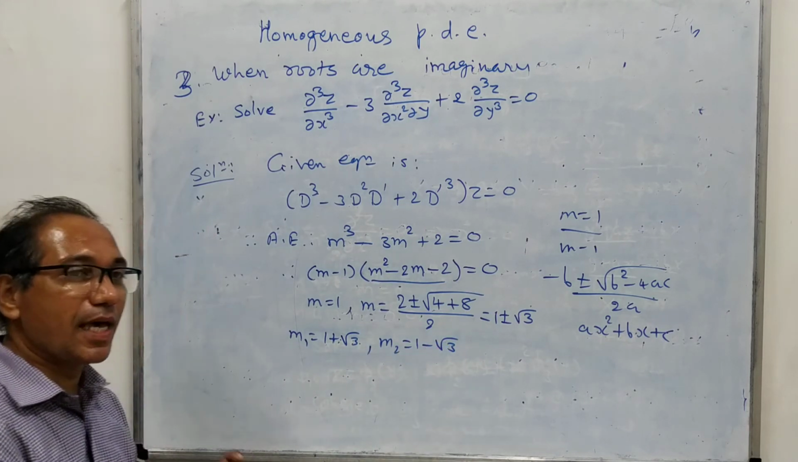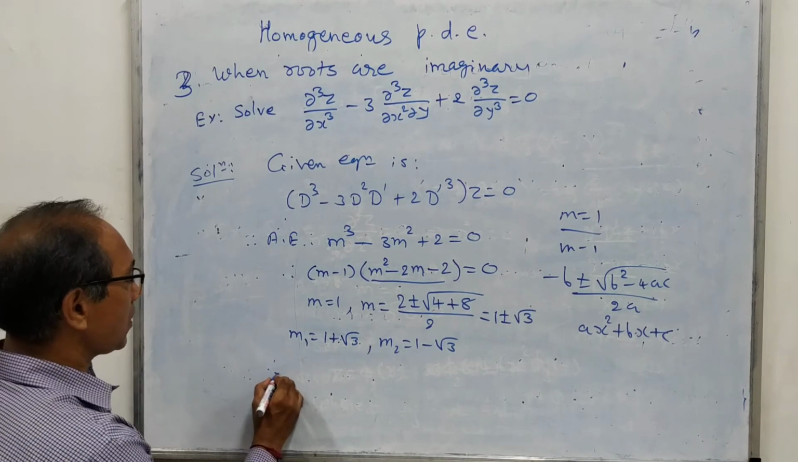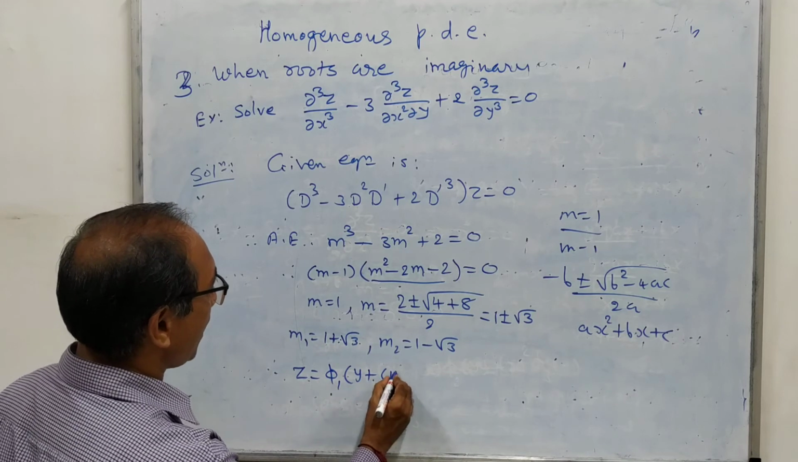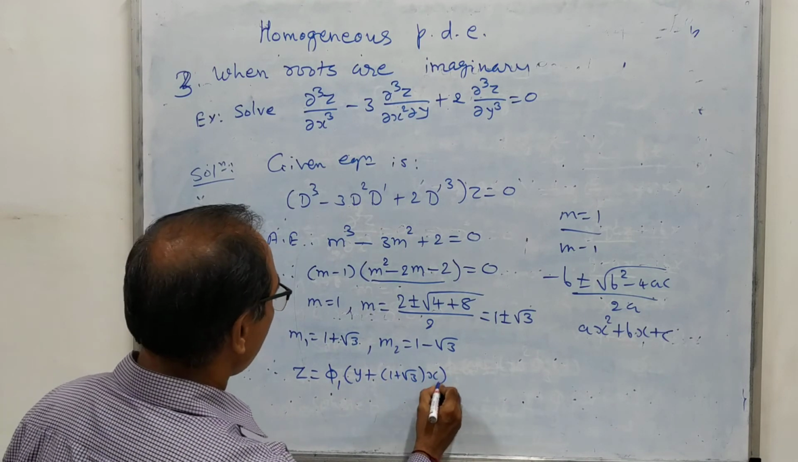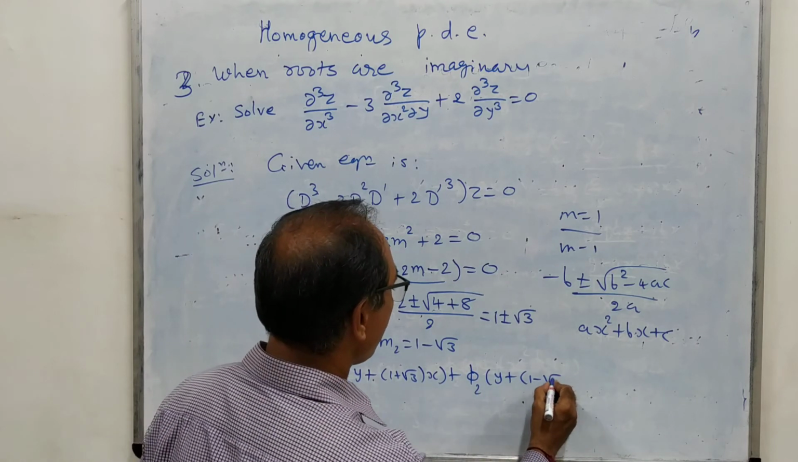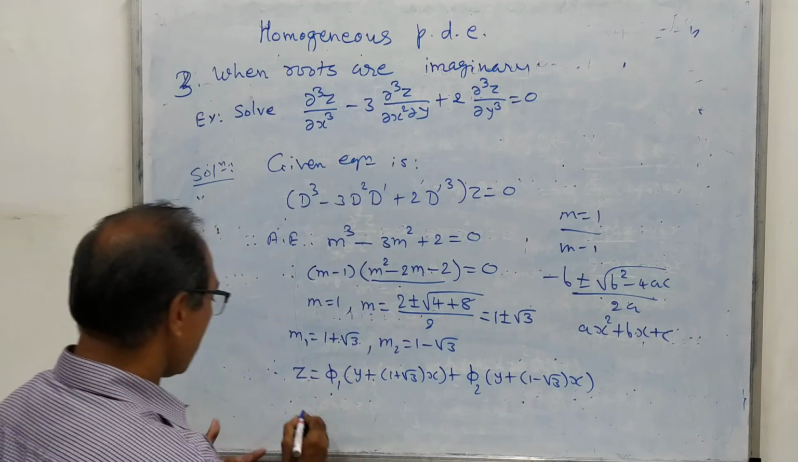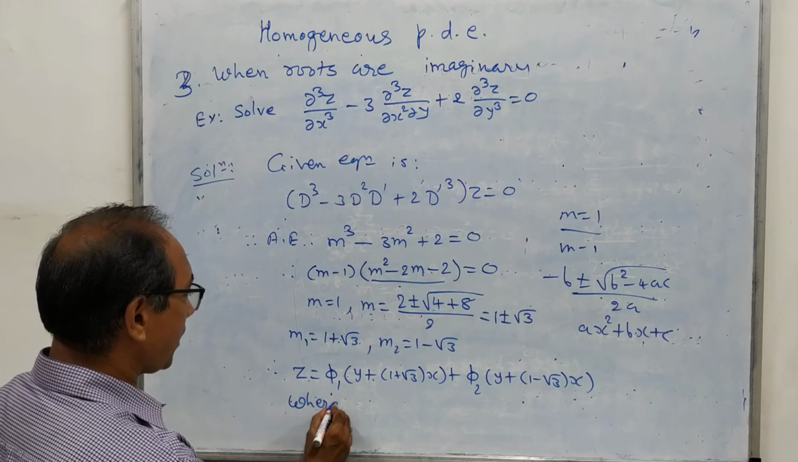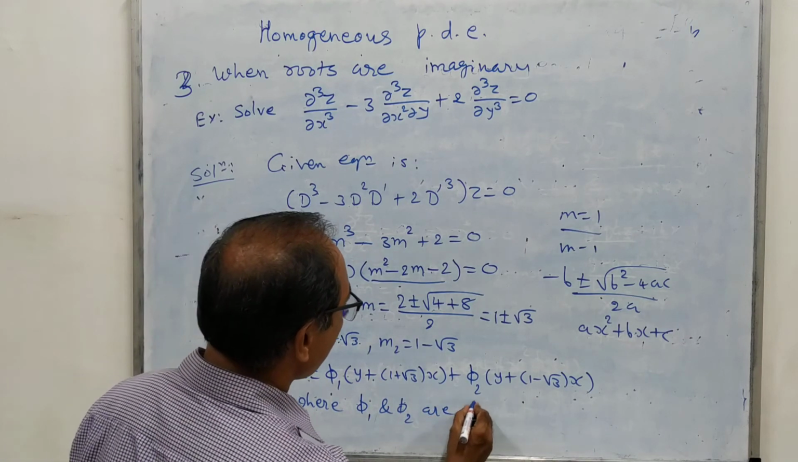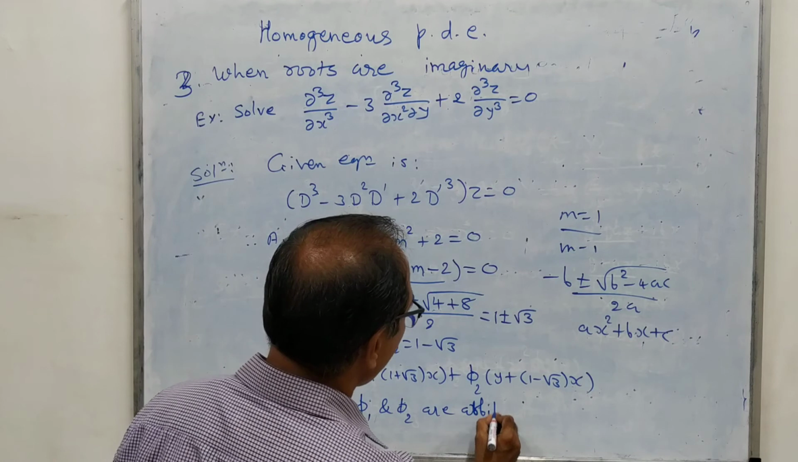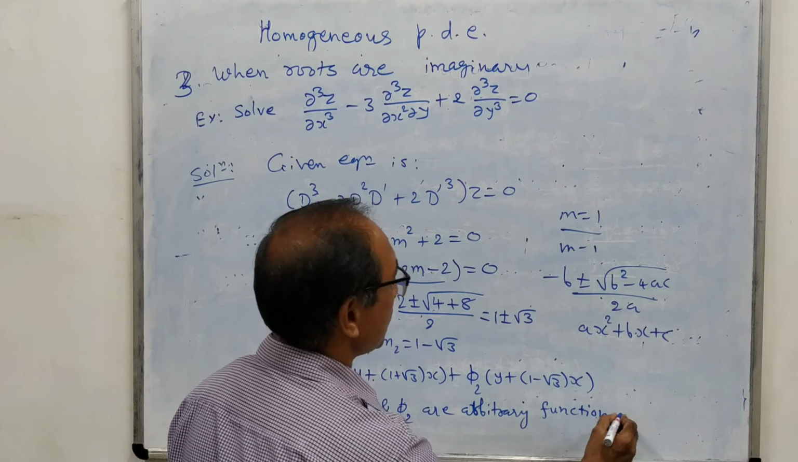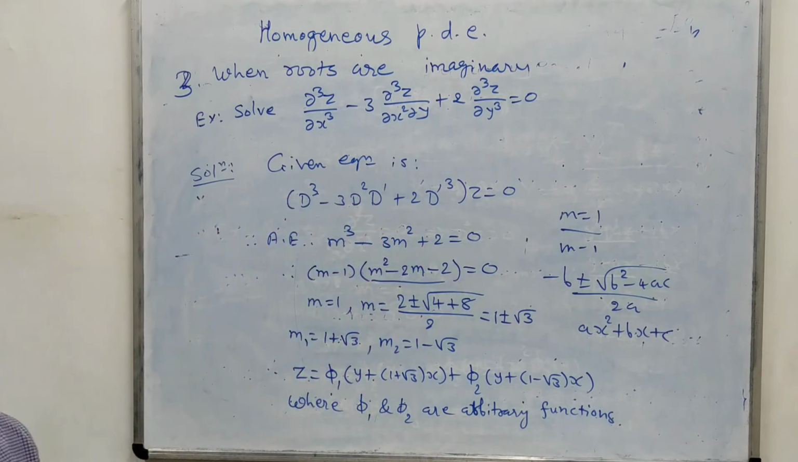If an imaginary root were there, then we would need to use case 3. So here the solution we can write as z = φ1(y + m1x) + φ2(y + m2x), that means φ1(y + (1 + √3)x) + φ2(y + (1 − √3)x). This is our solution, where φ1 and φ2 are arbitrary functions. So you can see the solution is very easy in this case.